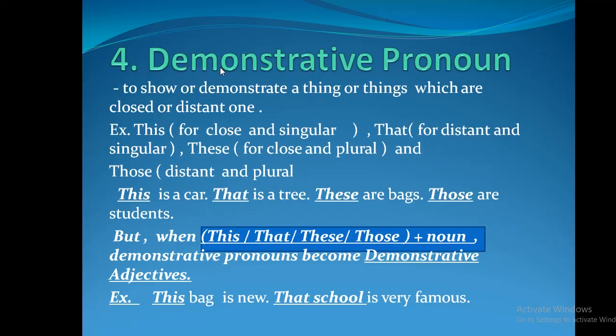Number 4, demonstrative pronoun. To show or demonstrate a thing or things which are close or distant. For example, this for close and singular, that for distant and singular, these for close and plural, and those for distant and plural. This is a car, that is a tree, these are bags, those are students.